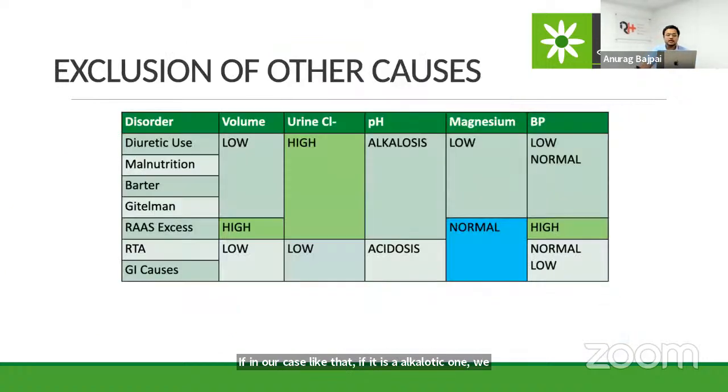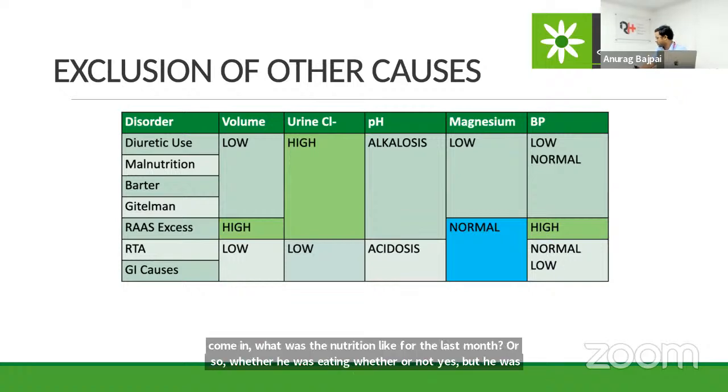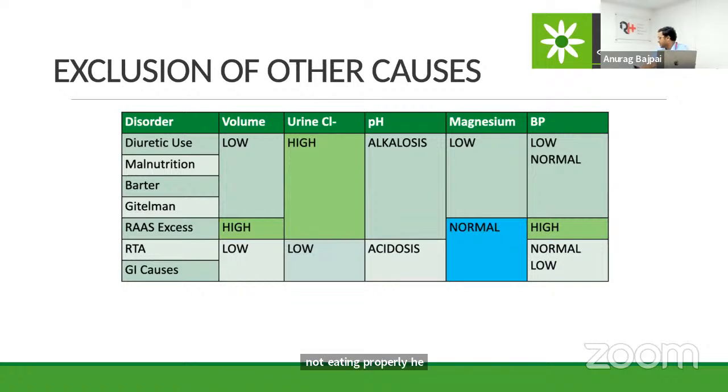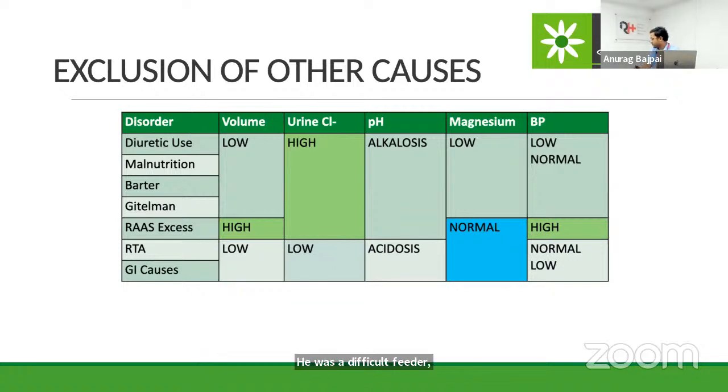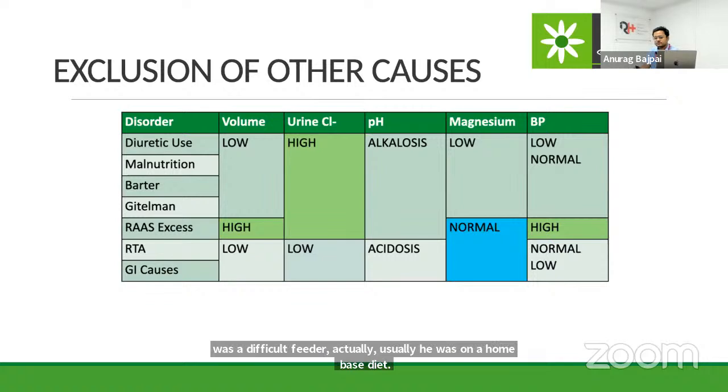So a few differentials like Bartter syndrome, Gitelman syndrome, or malnutrition. Was this patient on diuretics? No, sir. Now I think the big question is what his nutrition was like for the last month or so, whether he was eating well or not. Yes, sir, but he was not eating properly. He was often sick, and as the child was a known case of trisomy 21, he was a difficult feeder. Usually he was on a home-based diet but did not take food well. So how common is hypomagnesemia in terms of malnutrition?